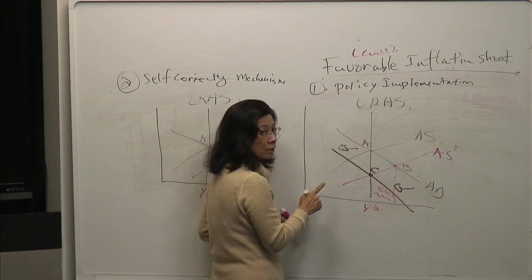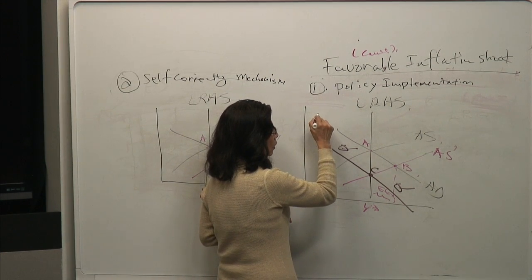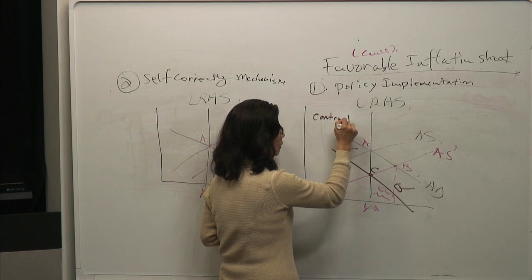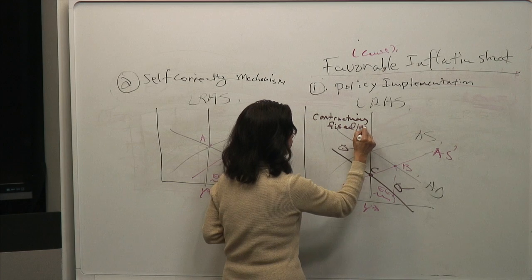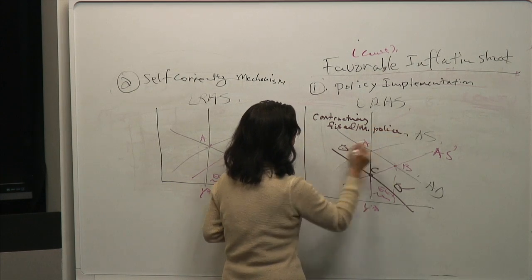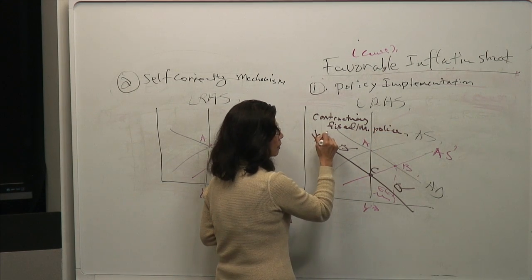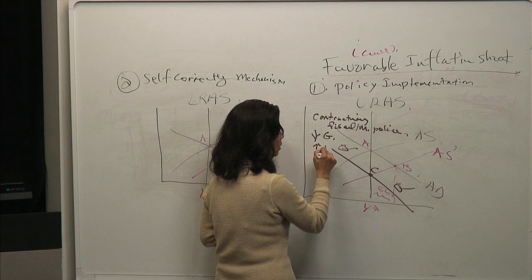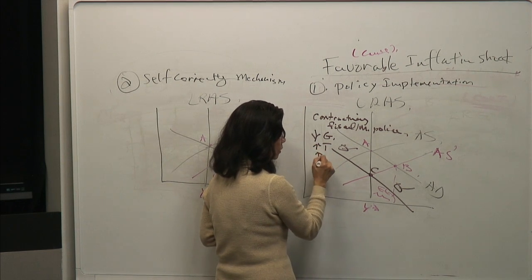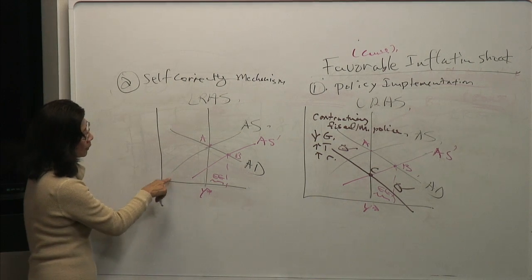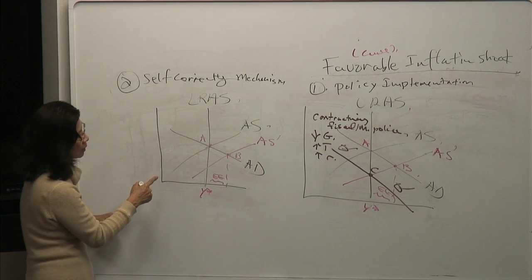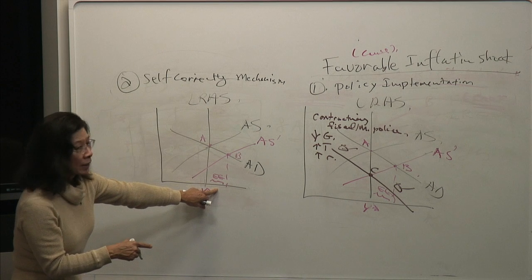And what do you have to practice in this case? Contractionary fiscal and monetary policy, right? Which is lower government expenditure, raise taxes, increase interest rates. Very good.